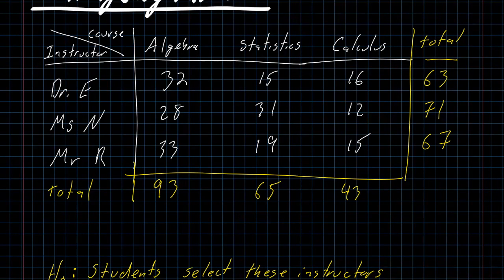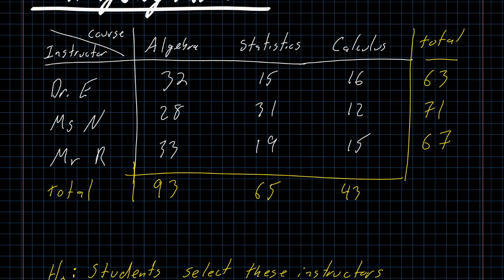All right. Going column by column, we can see that the total values in these columns are quite a bit different. There are more students taking algebra than statistics and more students taking statistics than calculus. Unfortunately, a reality of our world. But looking row by row, we see that the numbers are relatively consistent. There are approximately equal numbers taking Dr. E, Ms. N, and Mr. R.